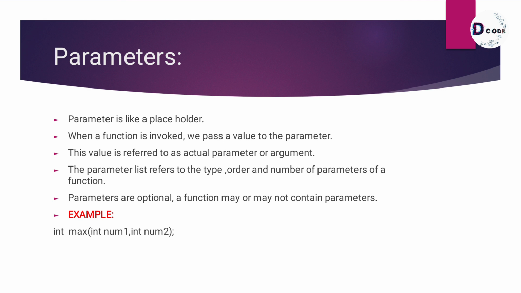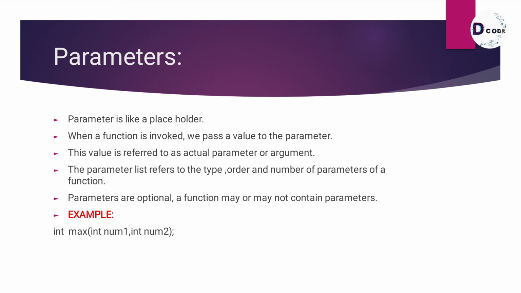Now we will look into the parameters. Parameters are the variables that are defined during the function definition or function declaration. These are placeholders. When a function is invoked, we pass a value to the parameter. This value is referred to as the actual parameter or argument. The parameter list refers to the type, order, and number of parameters of a function. Any function may or may not contain parameters.